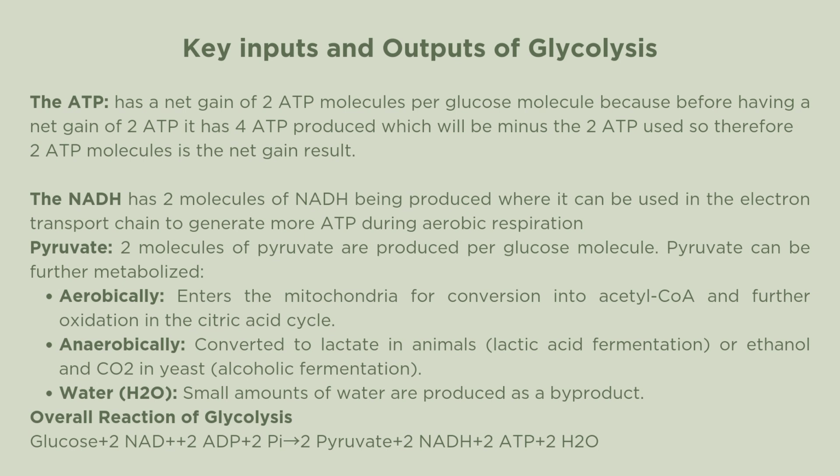Pyruvate: 2 molecules of pyruvate are produced per glucose molecule, where pyruvate can be further metabolized aerobically, which means it enters the mitochondria for conversion into acetyl-CoA and further oxidation in the citric acid cycle. Next is anaerobically, where it is converted to lactate in animals, or lactic acid fermentation, or to ethanol and CO2 in yeast, or alcoholic fermentation. Water: small amounts of water are produced as a byproduct.